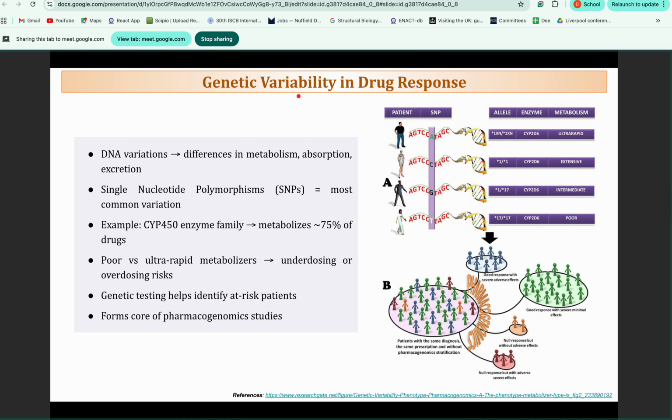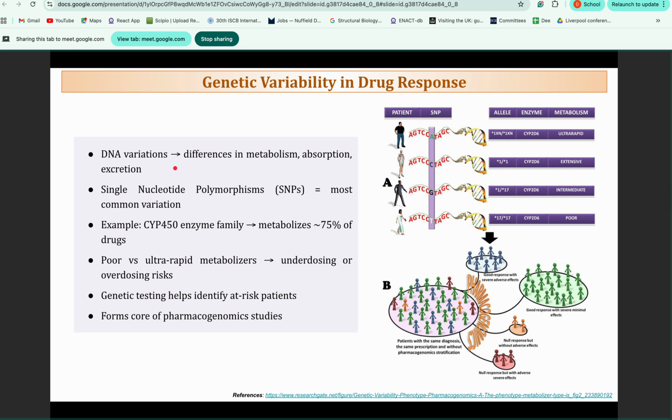Okay, now we'll talk about the genetic variability in drug response. Because now we are talking about personalized therapy, what are the different factors which are considered while designing it? One main factor which we have seen is the genetic makeup, that is, how the genes can determine what kind of drug can act well on that particular patient. In this we'll see how this genetic variability responds towards the drug.